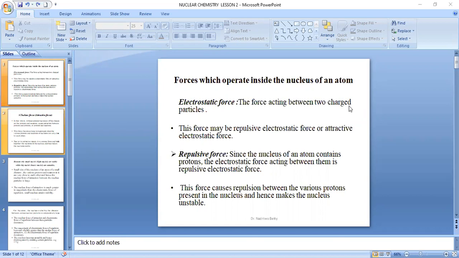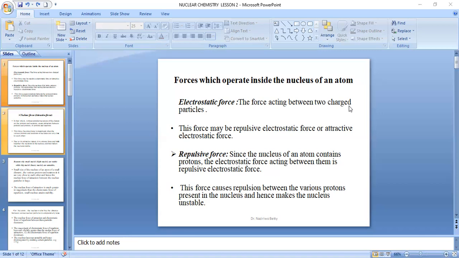In lesson 1, we looked at the nucleus, and we said an atom contains a positively charged core at its center called the nucleus. We further looked at the definition of the nucleus, where we said that a nucleus is the central part of the atom, which is positively charged, dense, and rigid. And we said that the positive charge is due to the presence of the protons.